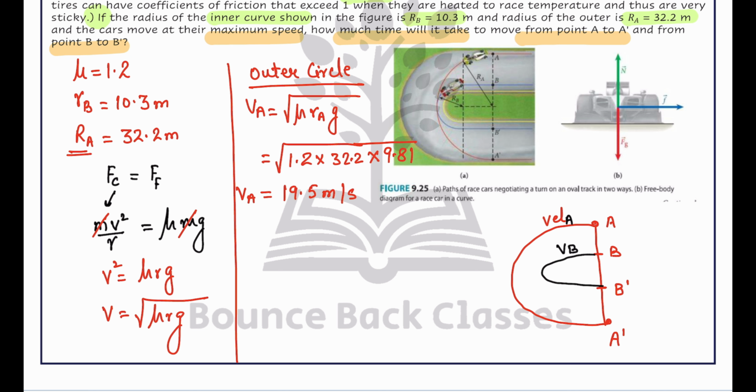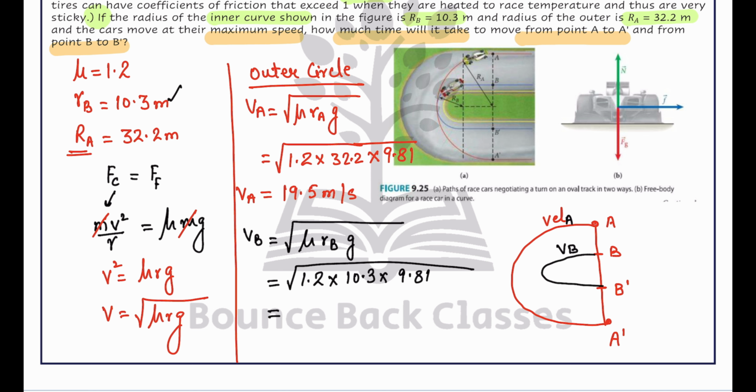Okay, similarly solve velocity B. So velocity B is root of mu R B g. Mu is 1.2 multiplied by R B, which is 10.3, times gravity 9.81. Solve this. So what is the value? 11.0 meter per second. Okay, this much we understand. This is the velocity while moving from A and while moving from B.